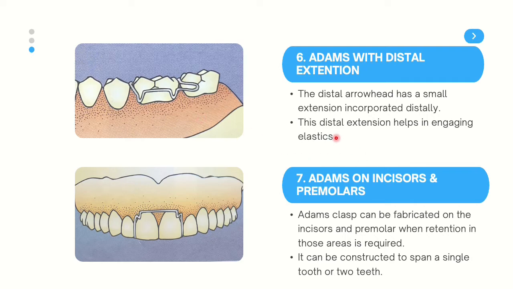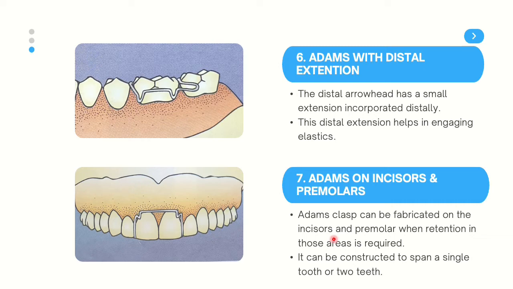Therefore, in cases that use elastic, either one arch is a removable appliance and the other arch is a fixed appliance, or both arches are fixed appliances. Okay, and then the final modification is the Adams clasp on the incisor and premolar. The Adams clasp can be fabricated on the incisor and premolar when retention in those areas is required. It can be constructed to span a single tooth or two teeth.